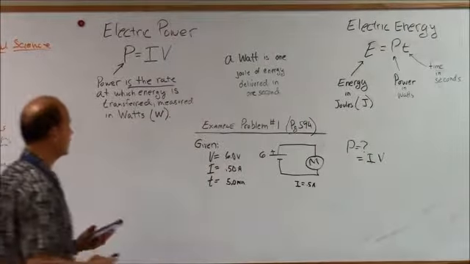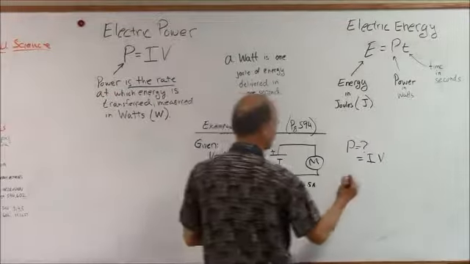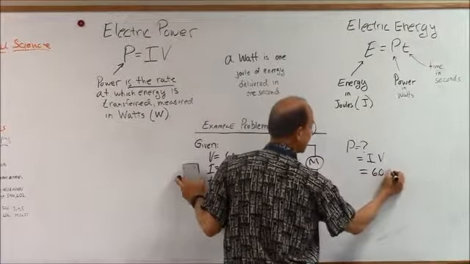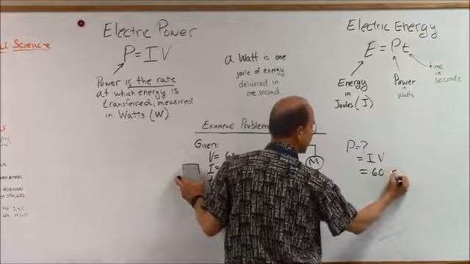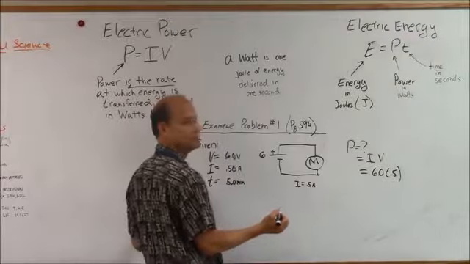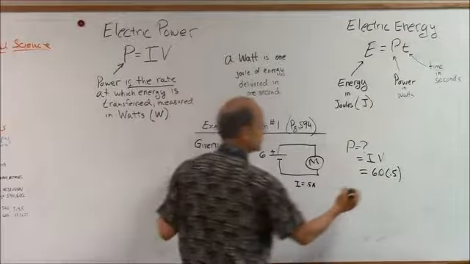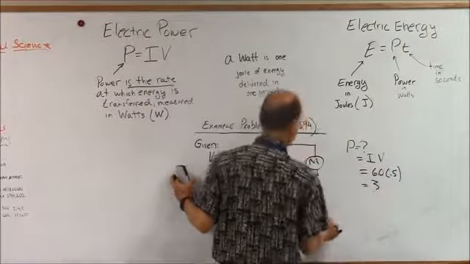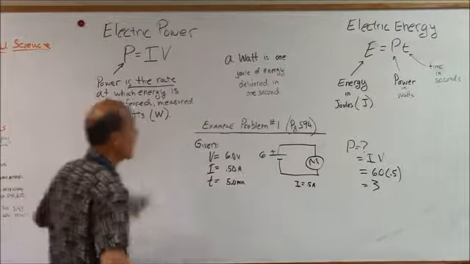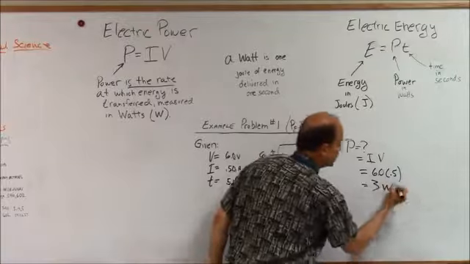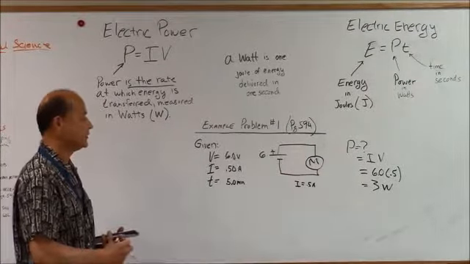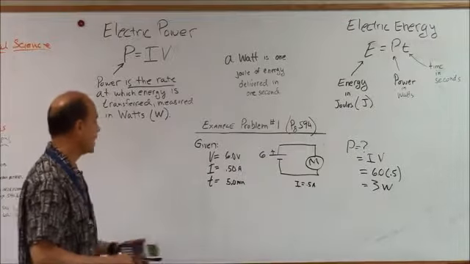So that ought to be an easy plug-in, right? 6 volts times 0.5 amp. I don't think I need a calculator for that. 6 times 0.5, what is it? 3. 3 what? Oh gosh, power is measured in watts. Okay, 3 watts. So that's not a very big motor, but it's taken in 5.